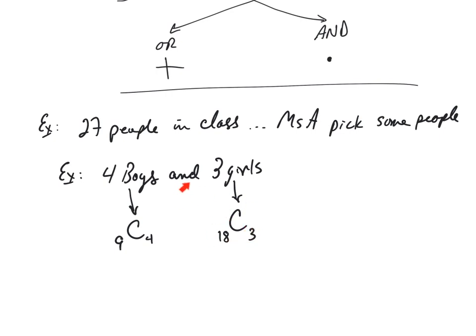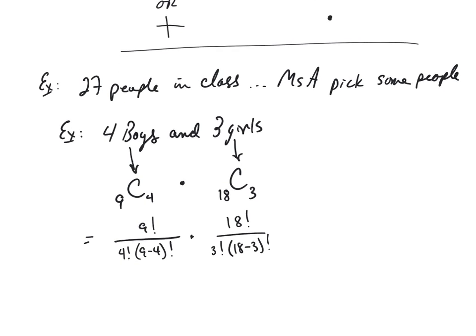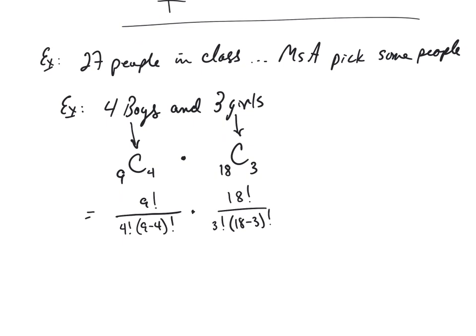But then what are we going to do with the results? With the linking word or connecting word and, we're going to multiply. So we're going to multiply those results. So the number of ways Miss Anderson could pick 4 boys and 3 girls would then be the total number factorial divided by the number at a time multiplied by the difference factorial, times the total number factorial divided by the number at a time times the difference factorial. We're going to lose the or and the and, but we can now do the computation.